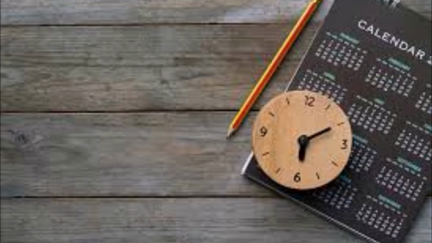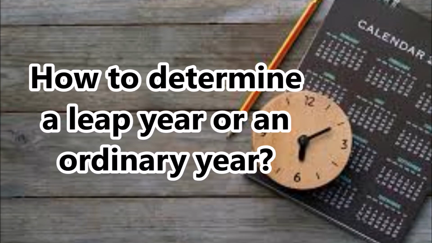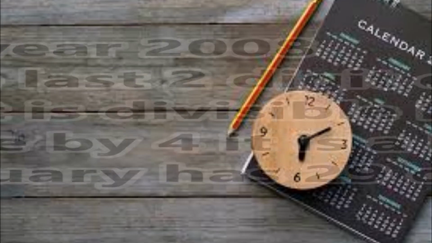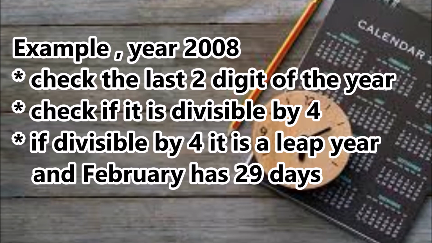Let me give you a tip on how to determine if the year is a leap year or an ordinary year. Like for example, 2008. Try to check the last 2 digits of the year. So 8 is divisible by 4. 8 divided by 4. So it is divisible by 4. So 2008 is a leap year, so February has 29 days.